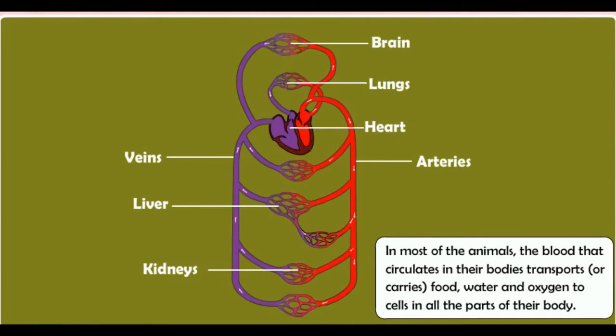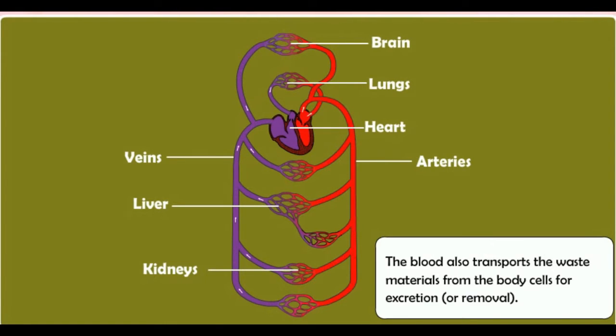In most animals, the blood that circulates in their bodies transports or carries food, water and oxygen to cells in all the parts of their body. The blood also transports the waste materials from the body cells for excretion or removal.